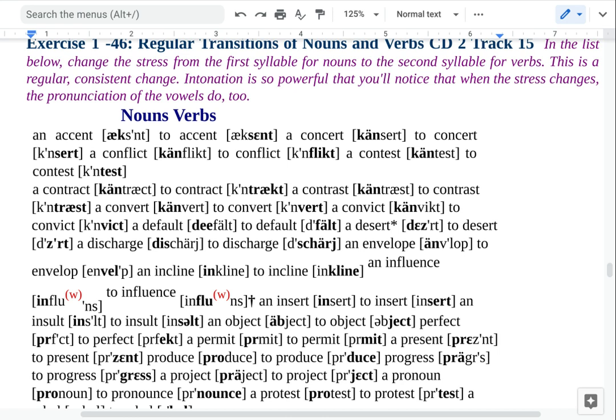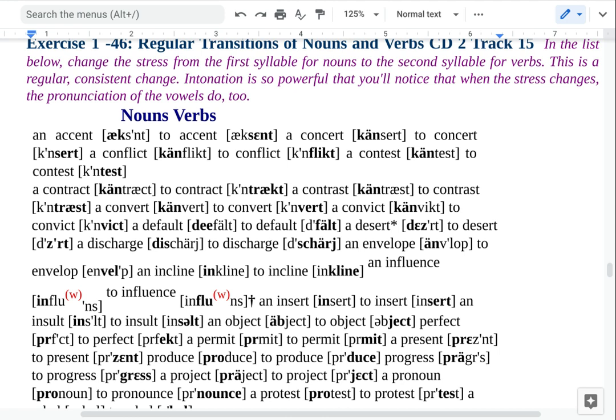Repeat. An accent. To accent. A concert. To concert. A conflict. To conflict. A contest. To contest. A contract. To contract. A contrast. To contrast. A convert. To convert. A convict. To convict. A default. To default. A desert. To desert. A discharge. To discharge. An envelope. To envelop.